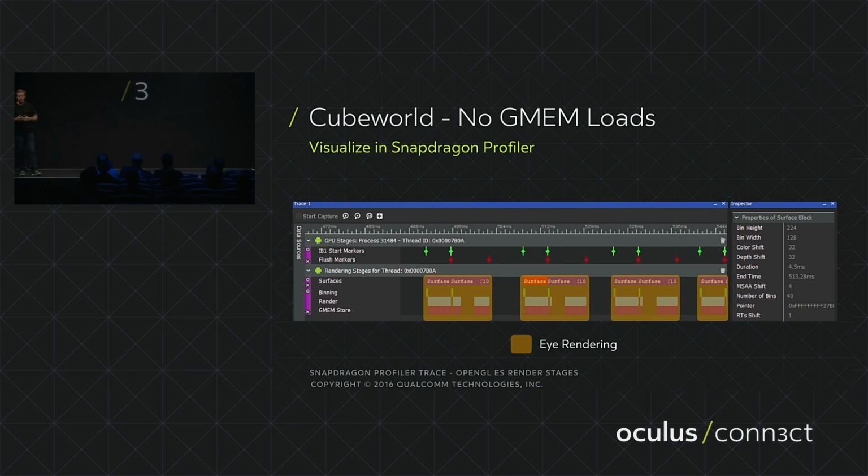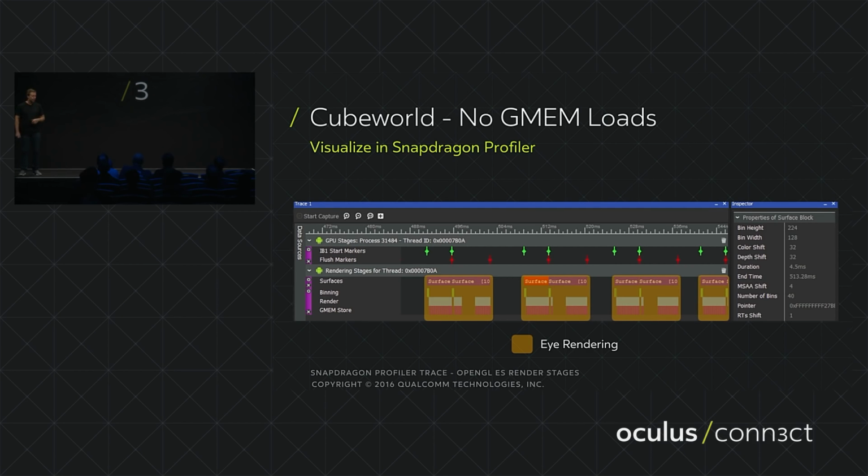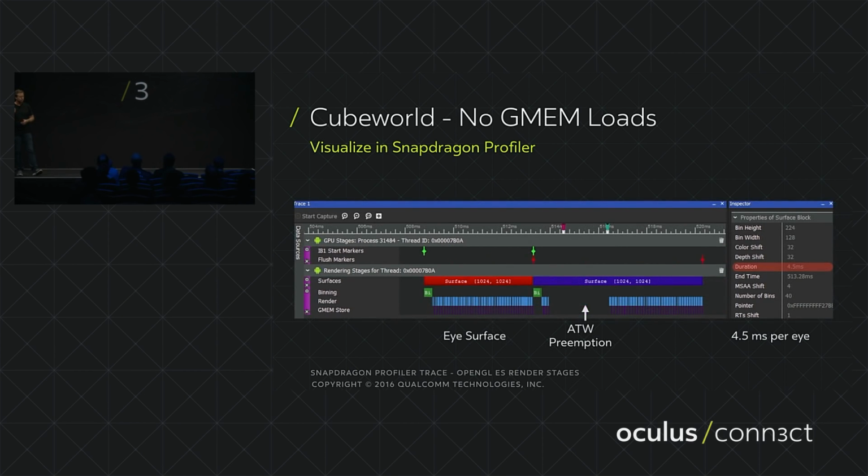We know from looking at the structure of the frame that each of these major blocks is the eye rendering: the left eye surface and the right eye surface. We also know that time warp is preempting them and technically adding more time to our frame. Here's a more detailed view, zooming in on one of the surfaces. In the render line, each of these blocks is one of the 40 bins being rendered. And you can see on the second surface that asynchronous time warp is preempting on the GPU.